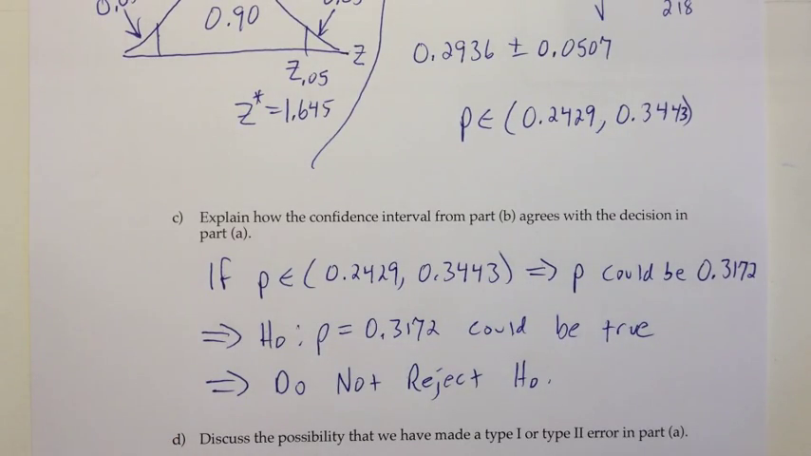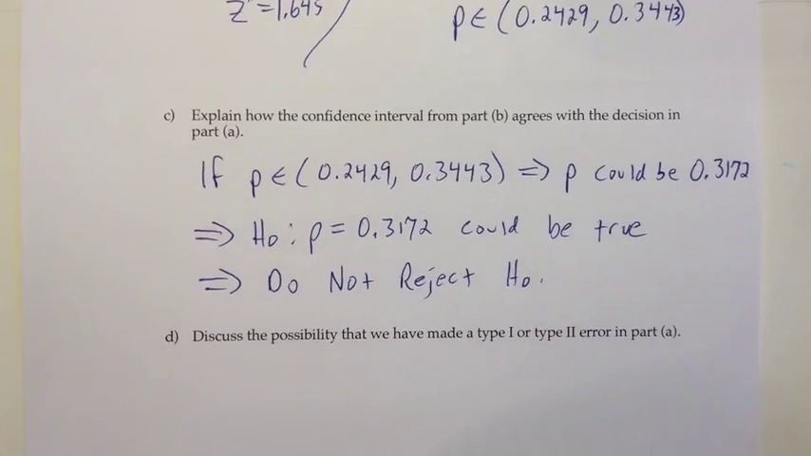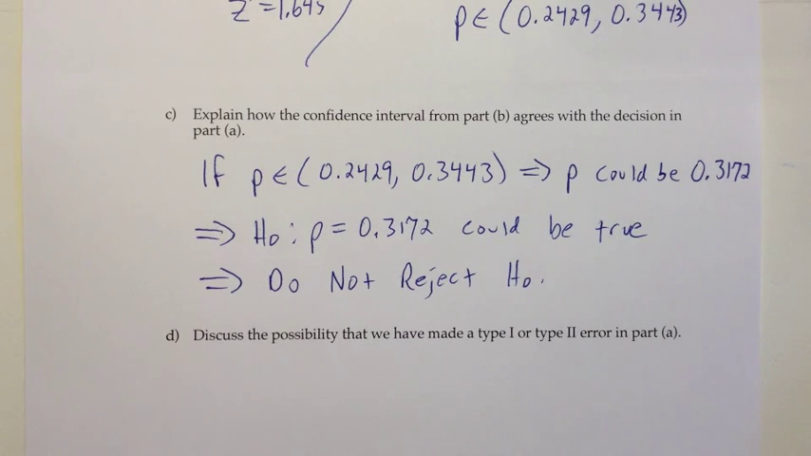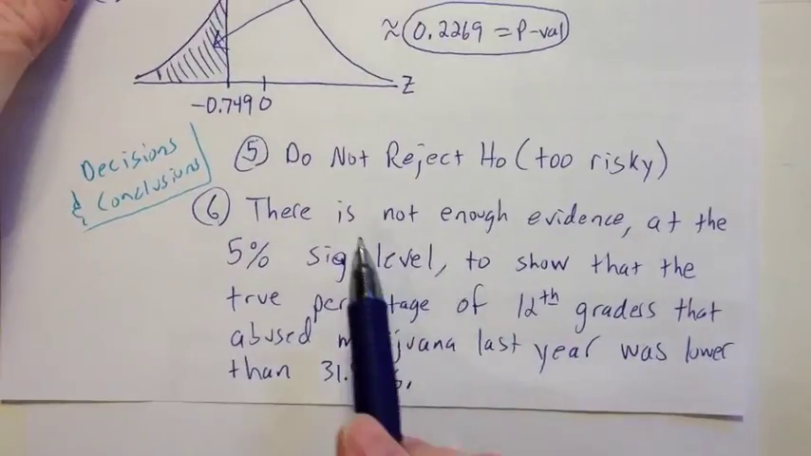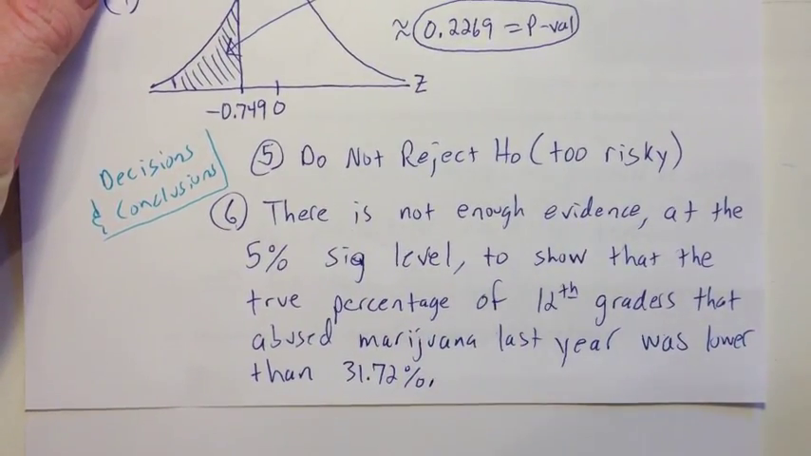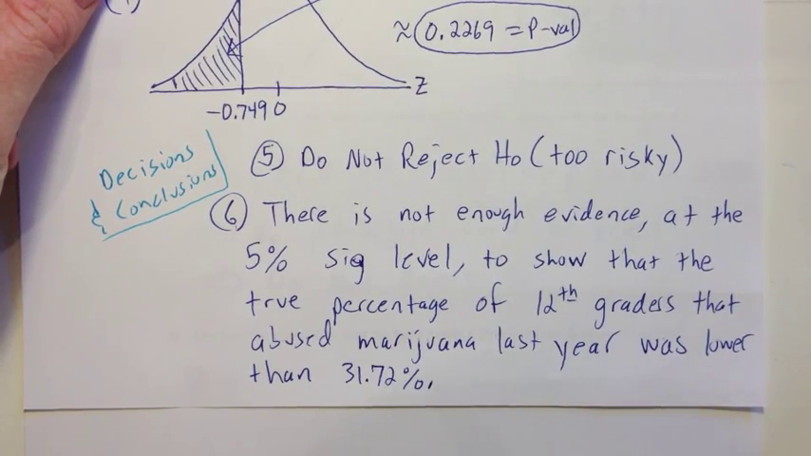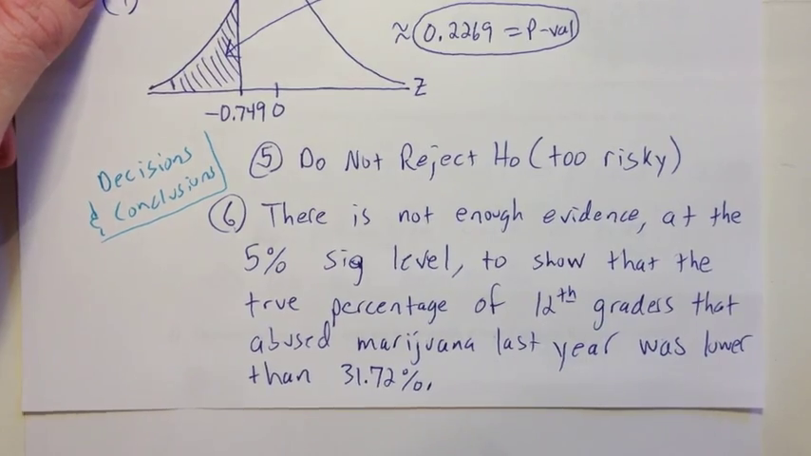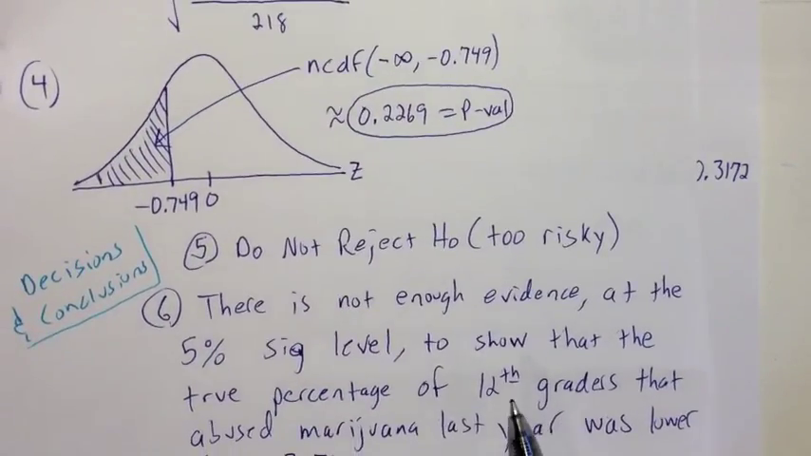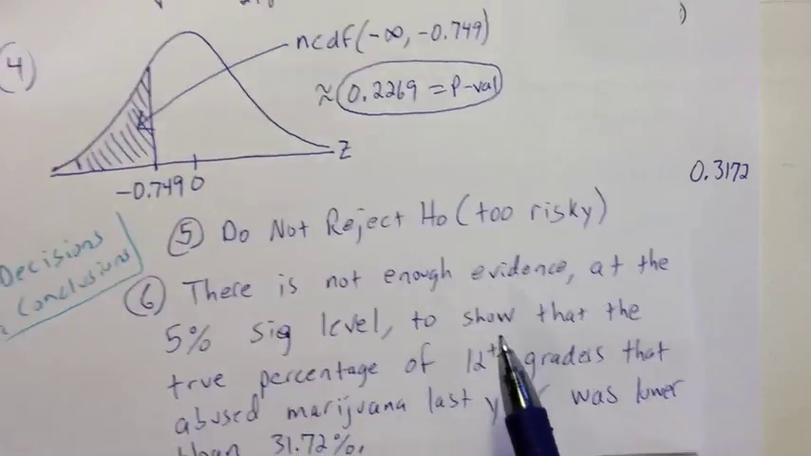Okay, finally on this example, they have one more question for us. Discuss the possibility that we have made a type 1 or type 2 error in part A. So going back to part A, we said do not reject H0. That was our decision that they're talking about. And they want to know if that was a type 1 error or a type 2 error, or if that's possible.